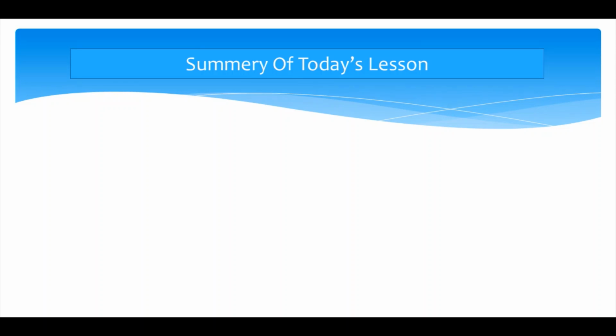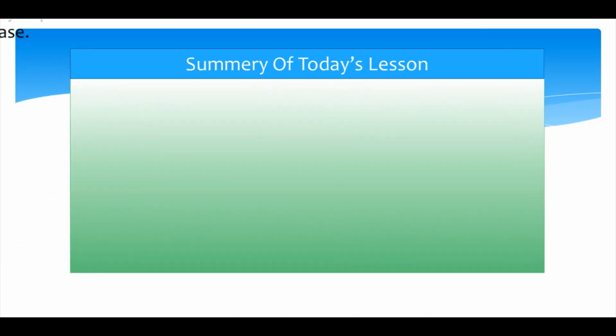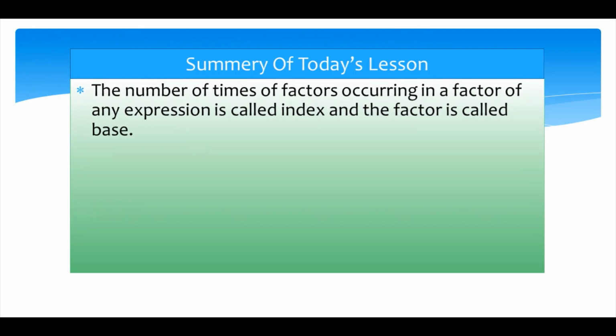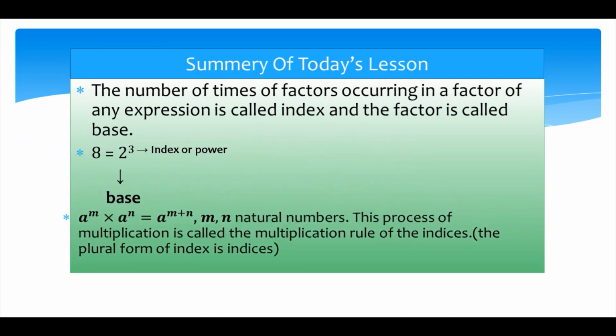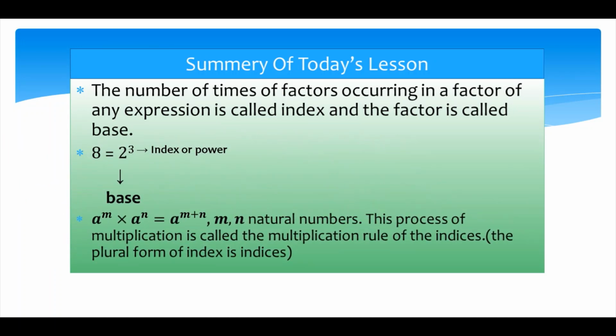Summary of today's lesson. The number of times a factor occurs in an expression is called the index and the factor is called the base. 8 equals 2 to the power 3, where 3 is the index or power and 2 is the base. a to the power m multiplied by a to the power n equals a to the power m plus n. That is a very important formula for you. The process of multiplication is called the multiplication rule of indices. The plural form of index is indices.